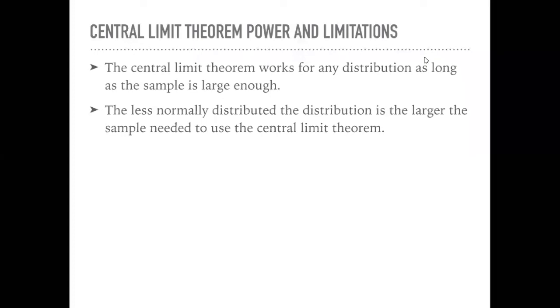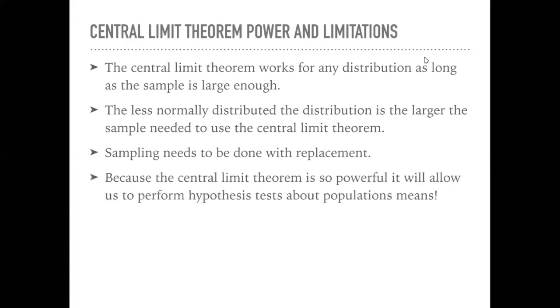For the purposes of this class, we're always just going to say, if we have 30, we're just going to make the assumption that it's close enough, we have a large enough sample, and we're going to use the central limit theorem. Sampling always needs to be done with replacement, so make sure that as you're sampling, if you're planning on using something that uses the central limit theorem, that you're sampling with replacement. Now, because the central limit theorem is so powerful, it allows us to perform things like hypothesis tests and confidence intervals, which is where we're headed next as we start doing some inferential statistics.